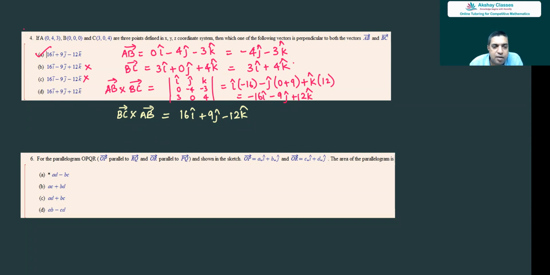Now for a parallelogram OPQR, OP is parallel to RQ. So let us draw the parallelogram.